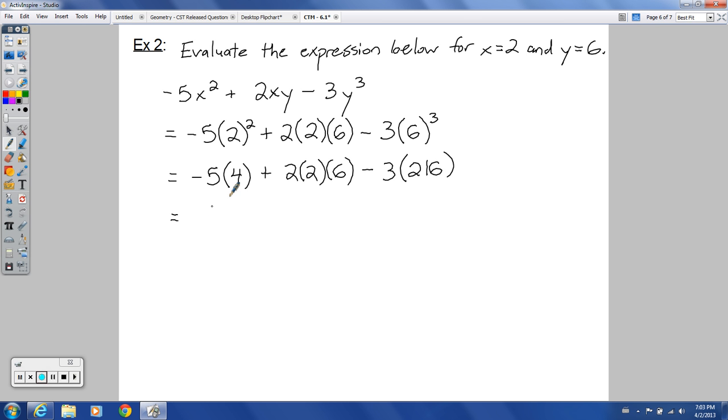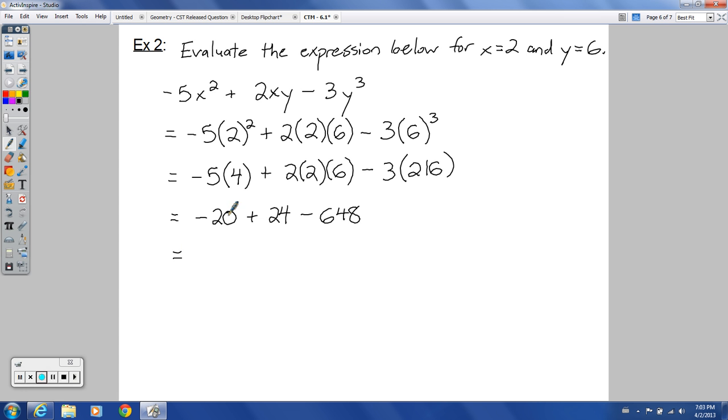From there, I'm going to multiply now. So negative 5 times positive 4 is a negative 20, and negative times a positive is a negative. Here 2 times 2 times 6, that would be 4. 4 times 6 would be 24. And finally here, 3 times 216, it's a negative though, negative times a positive, so it's going to be negative. 3 times 200 is 600, 3 times 16 is 48. Put those together, you've got negative 648.